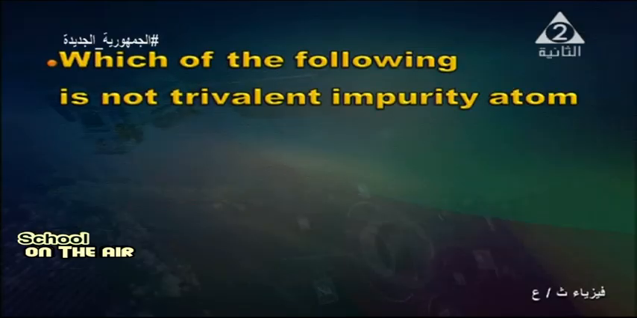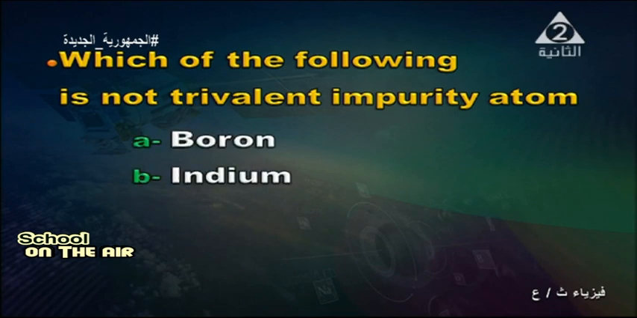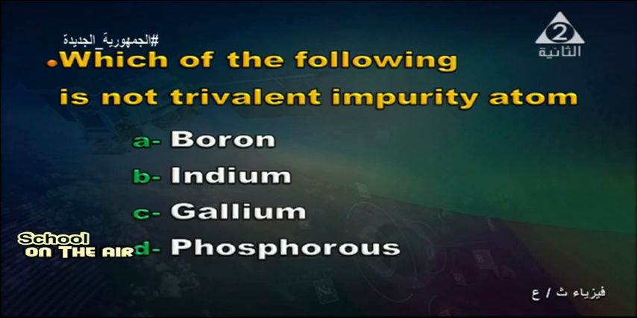Another question: which of the following is not a trivalent impurity atom? This is an easy question. Boron, indium, gallium, and phosphorus. Of course, it is phosphorus because it is a pentavalent impurity atom. So the right answer is phosphorus.